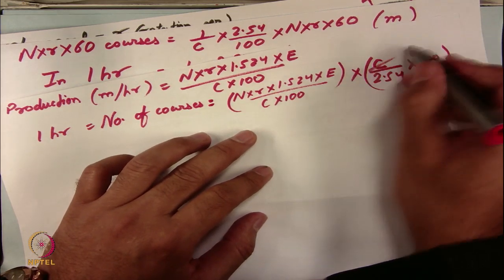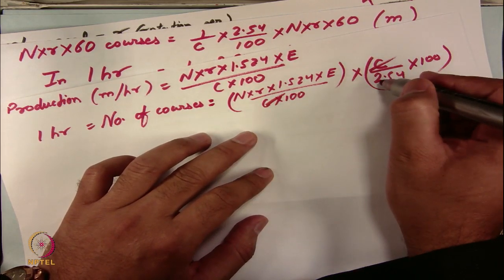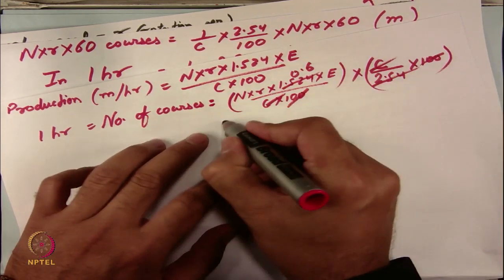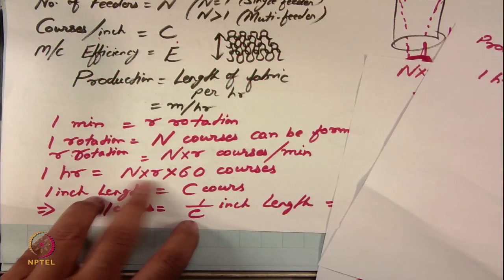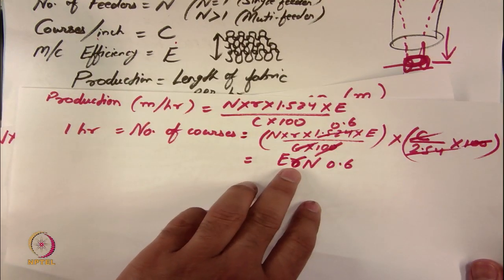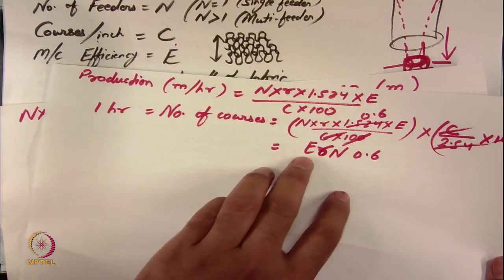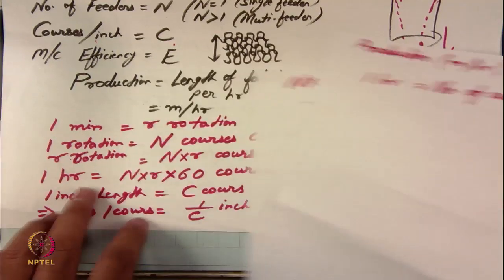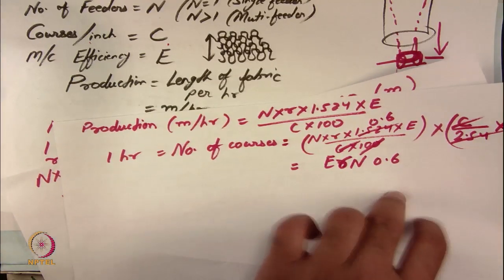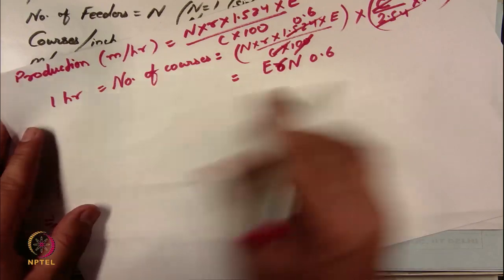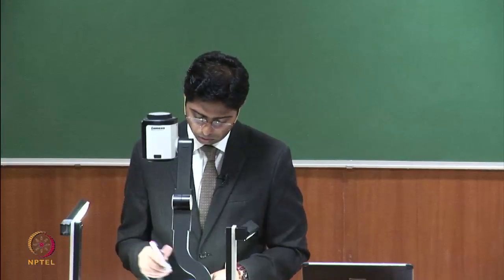Okay. So, in that case C and C will cancel out, and this and this will again cancel out, 0.6 and this 100. So, you can see in 1 hour, E R N 0.6. Here R is into N, and E is the efficiency; we have just multiplied E by 100. So, that is why this is exactly the same. So, here we have used the efficiency in the beginning itself. So, we know the number of courses and we need to count how many loops are there in one course.